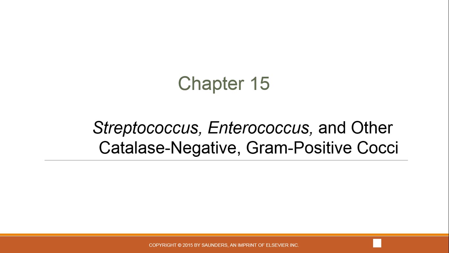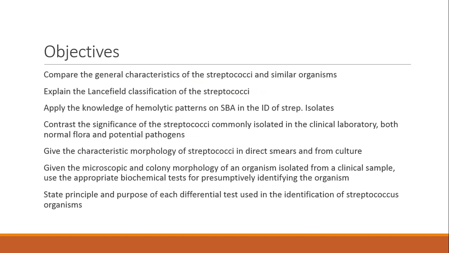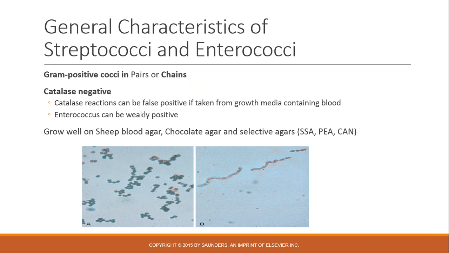So Streptococcus, Enterococcus, and other gram-positive cocci. These are your objectives. They're kind of the same that we talked about for the last chapter, the different characteristics and infections and how to identify it. So your general characteristics for your Streptococcus and your Enterococcus. They used to group Enterococcus with strep, but recent advancements have kind of pushed Enterococcus out. It's in the same kind of category, but it's not a Streptococcus.